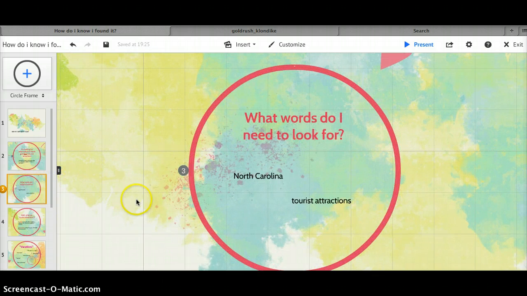is think about the words that we're looking for. The important parts of that question are North Carolina and tourist attractions. So we're going to assume that if you're in a book or on a website, it's going to be about North Carolina. And focus on tourist attractions.